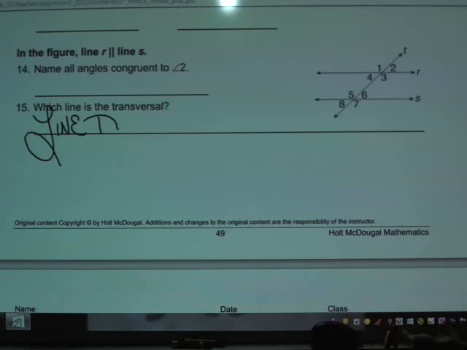All right, now let's go back and get question 14. We're asked to name all the angles that are congruent to angle 2. Well, right away, you should be able to pick off that 4 is going to be the same as 2, because they're across from each other in that X shape, those would be vertical angles. So 4 is going to be congruent to 2.